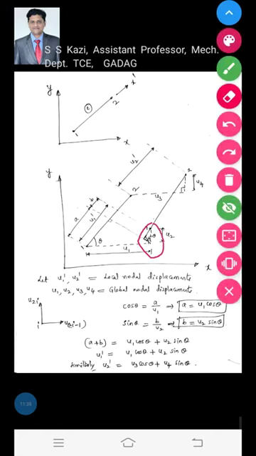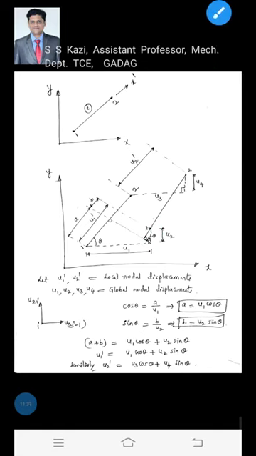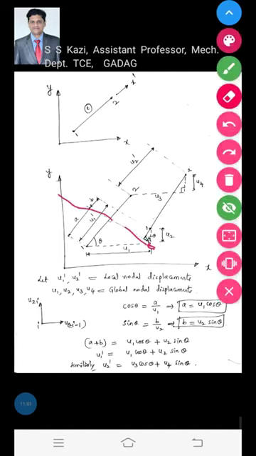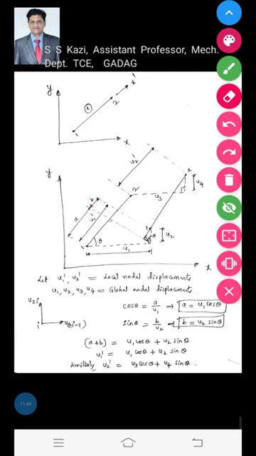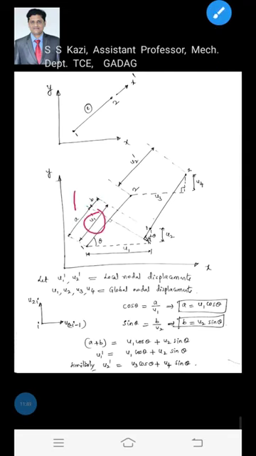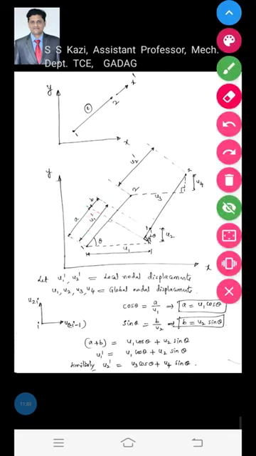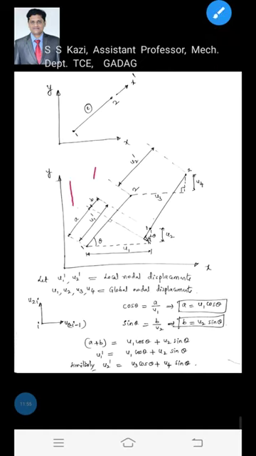How did we get this right angled triangle? I just extended this from this point. I named this A and this B. Next, u1 dash will become A plus B. Now we will find what A and B are. How will we find A and B?